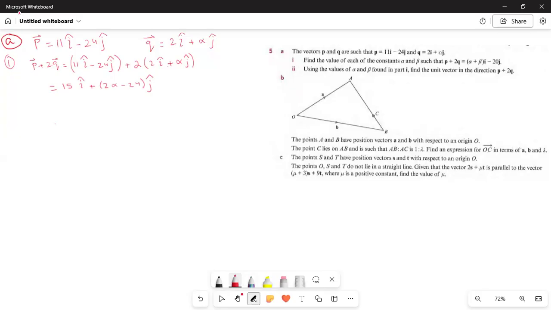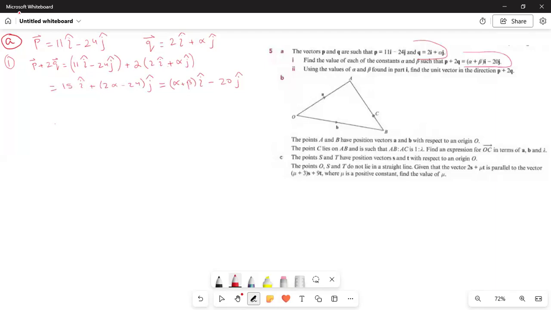And this is equal to this expression, sorry, this one. So this is equal to alpha plus beta times i and minus 20j. So find the values of each constant alpha and beta. Knowing this relationship, we need to find the values of alpha and beta.